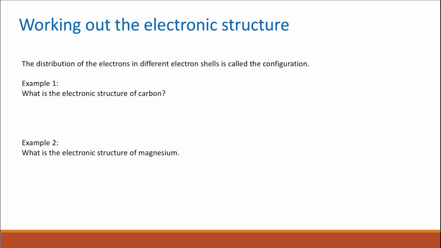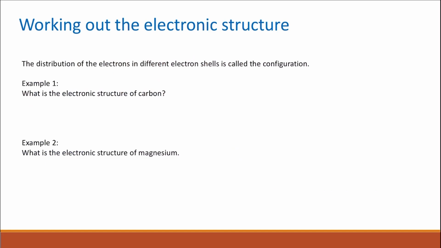So let's have an example of how to work out the electronic structure of any atom. If you are given a certain atom, then you might be asked to work out the electronic structure, which we also refer to as the configuration. It's the distribution of the electrons in different electron shells. You can easily work out the electronic configuration of the first 20 elements in the periodic table by following the electron shell rules. So let's have some examples.